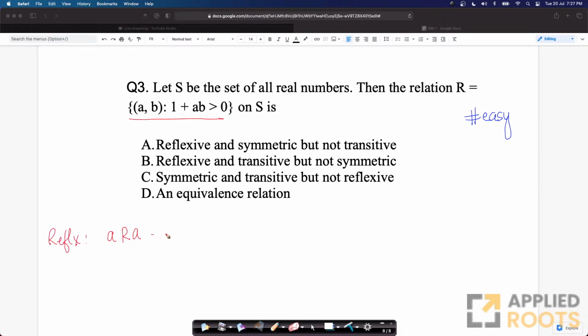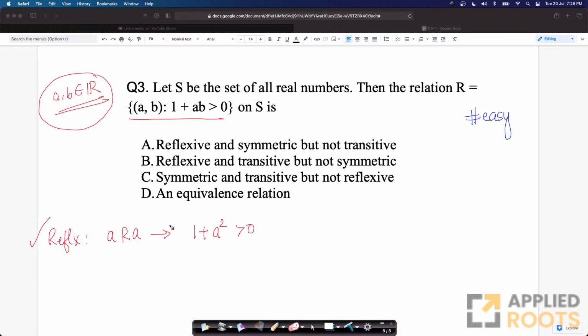So is A related to A? Let's just find out. Imagine if A and B both are A, then you get 1 plus A squared. Is it greater than 0? Because this is a relation on the set of real numbers, which means A, B belong to the set of real numbers. Because of this, the square of any real number is non-negative, so 1 plus that value will always be positive. So yes, it is reflexive.